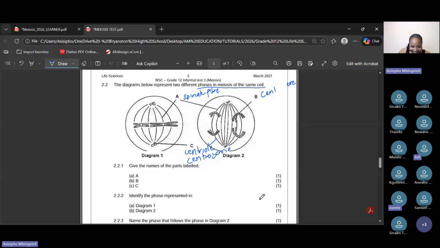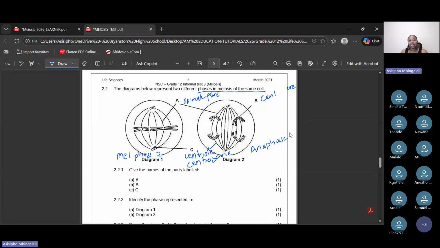Okay, your answers are correct. Diagram 1, that is metaphase 2, and then diagram 2, that is anaphase 1. I want us to analyze this. Let's look at the chromosomes.